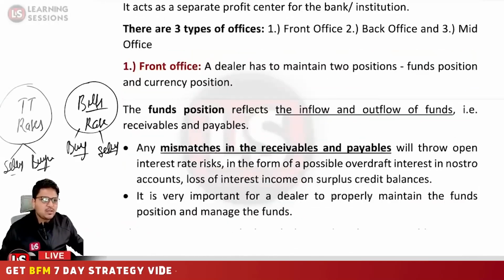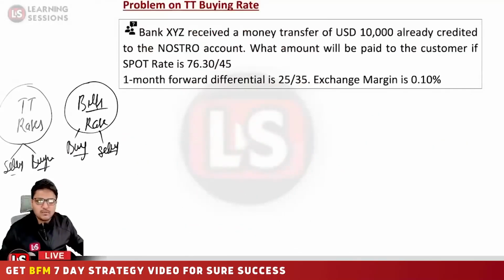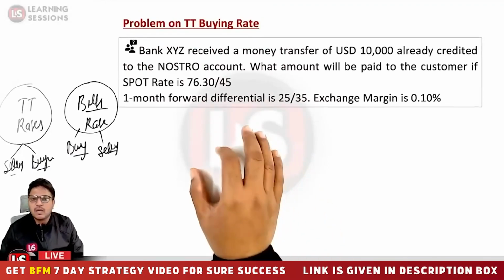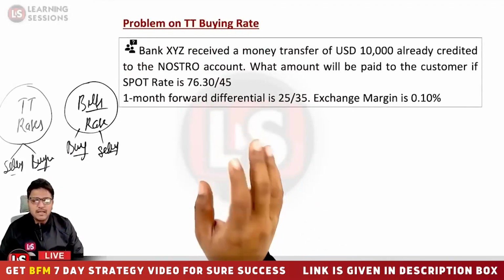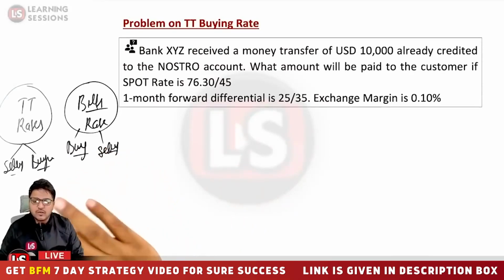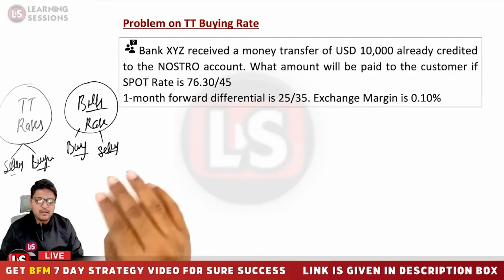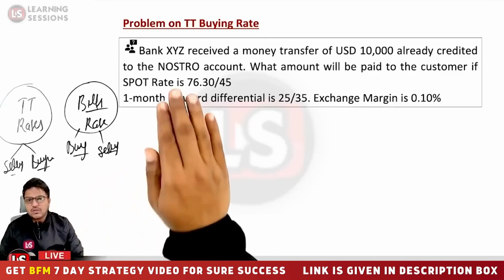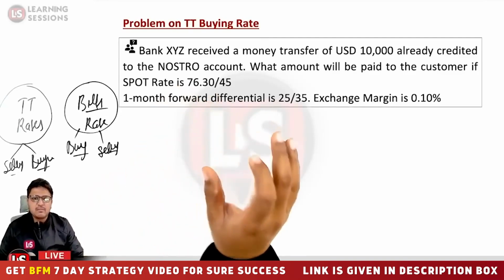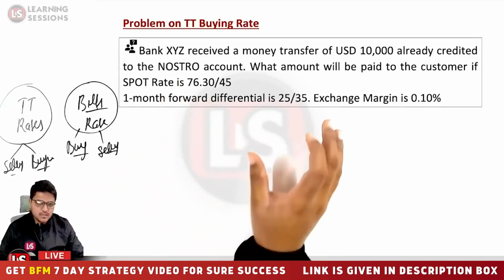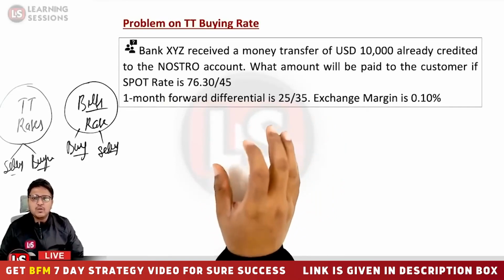So we'll be moving to the numerical part first of all. It says problem on TT buying rate. We'll be covering the different rates over here, and I'll be making you understand where these different rates are used. It says bank XYZ received a money transfer of USD 10,000, already credited in the Nostro account.